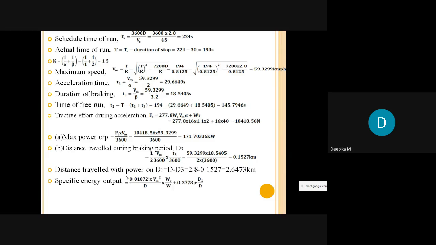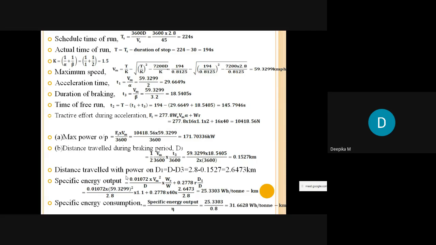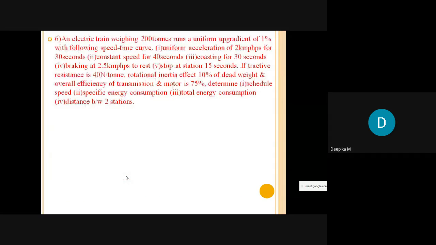Again, for the specific energy output, we have the formula. Substitute all the data we have got. Hence, the value is 25.3303 watt hour per ton kilometer. Again, to calculate the specific energy consumption, it is output by efficiency. Hence, the value is 31.6628 watt hour per ton kilometer. So this is how we have calculated. Next, we'll move on to the last problem on the specific energy consumption.